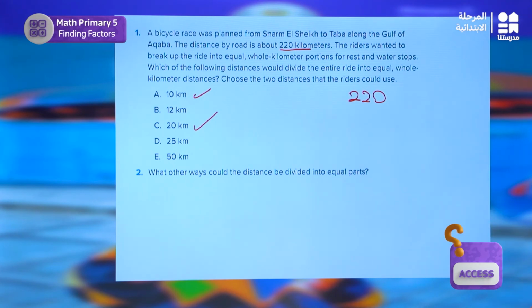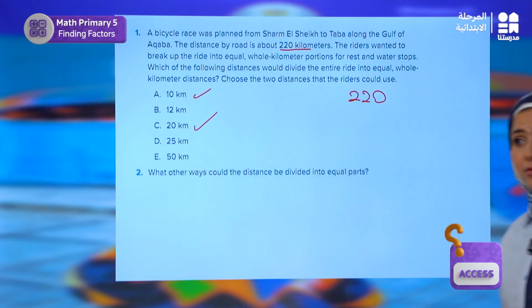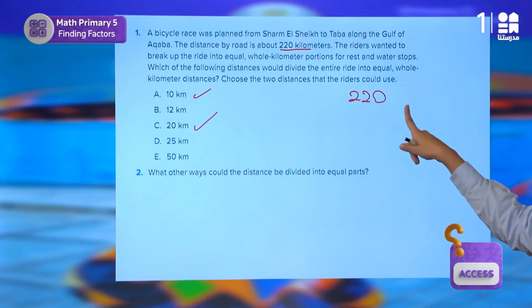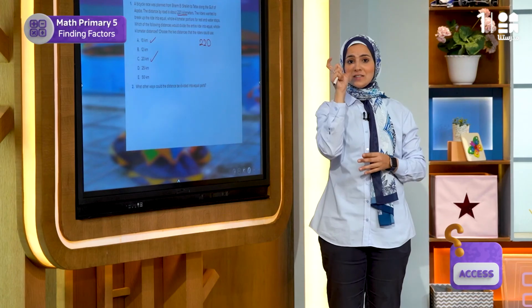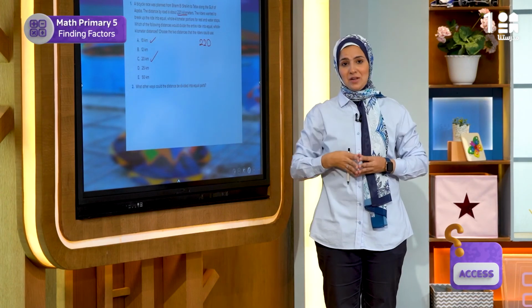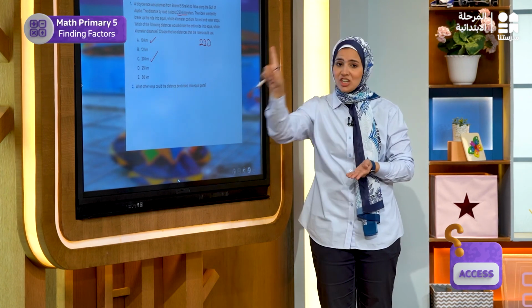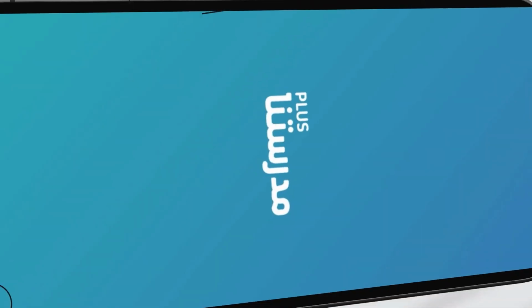Now let's look at the next part. Can I divide 220 by 25? Of course not. Why? Because they are not divisible. The last choice, can I divide 220 by 50? Of course not, because when I divide, I will have a remainder. In other words, my quotient or the answer to my division is not a whole number. So these are our two choices.